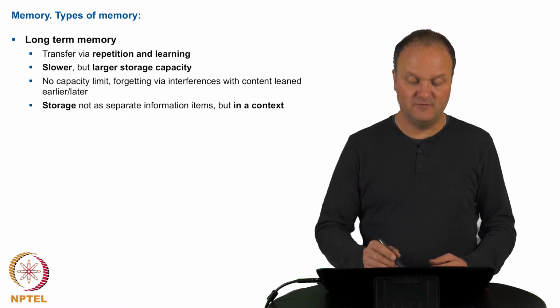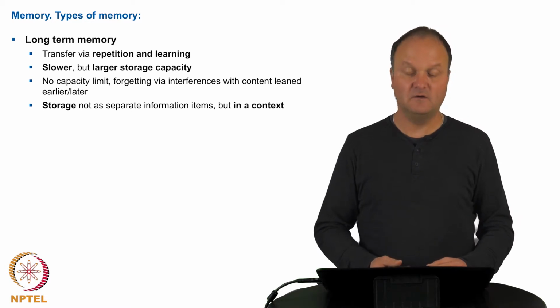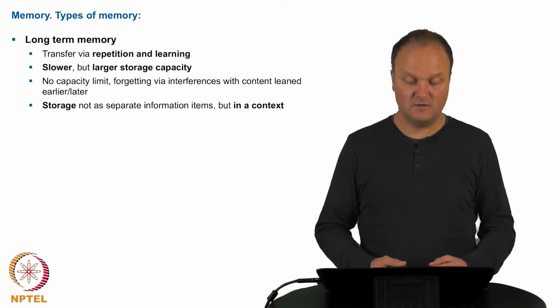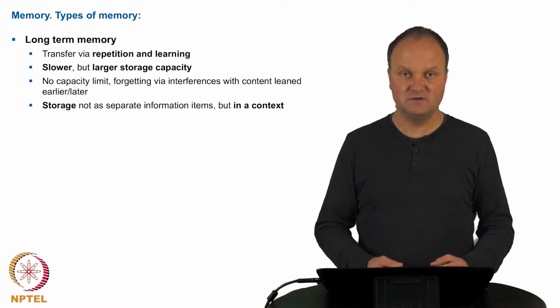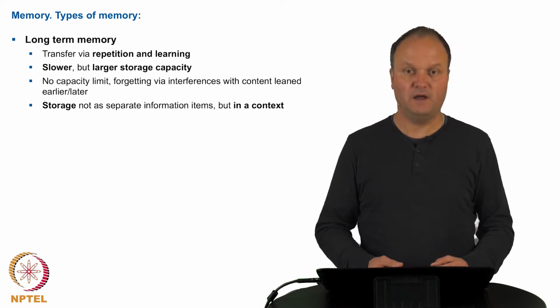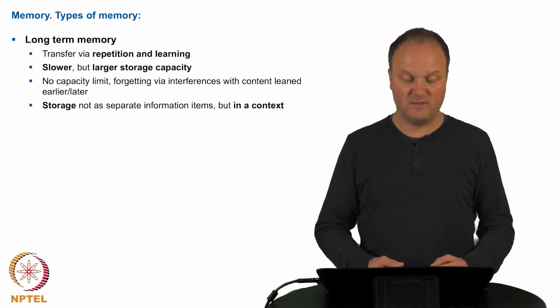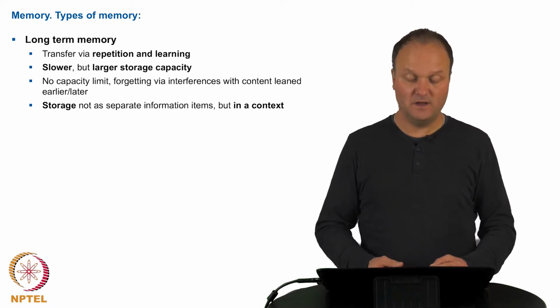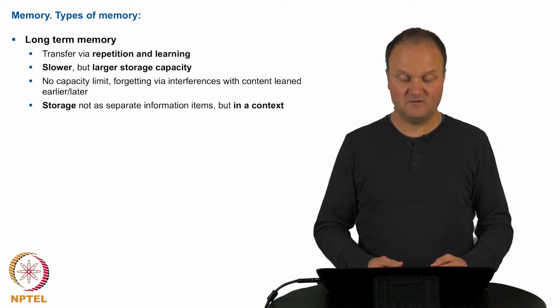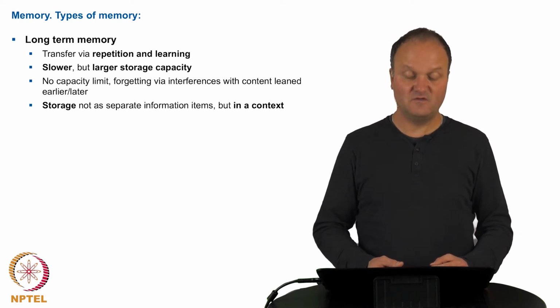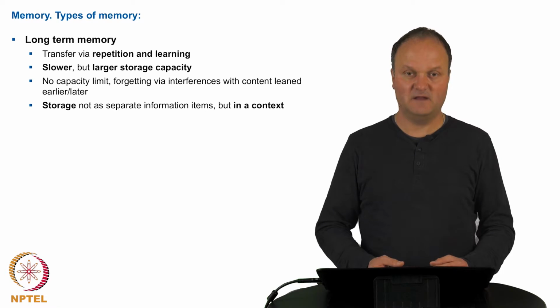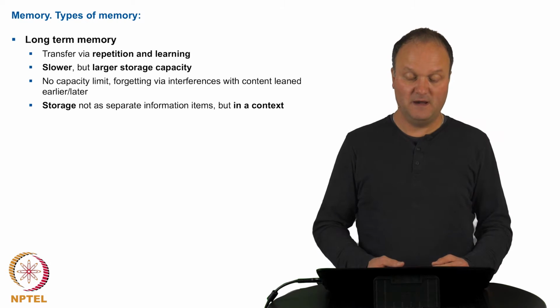And then, if you want to store information for longer times, it needs to go into the long-term memory. The transfer from the working memory to the long-term memory works only by repetition and by learning. And this is a central part of the learning process, that you need to repeat information in order to get it into your long-term memory. The access to the information is slower than in the working memory, but it has a much larger storage capacity. In fact, there is no theoretical capacity limit, but still there is the possibility that information drops out of this long-term memory by forgetting processes.